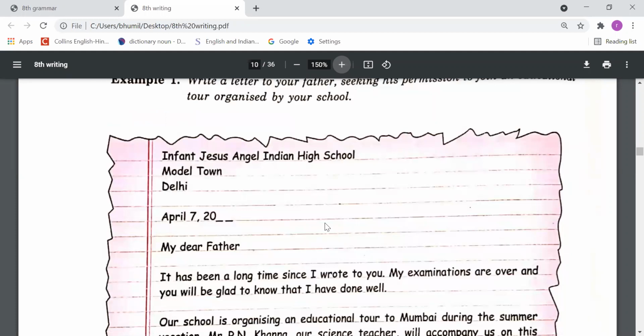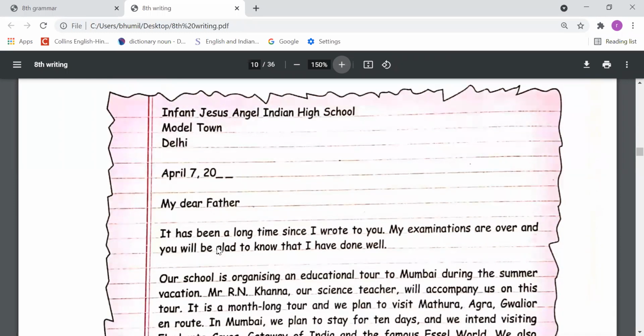First of all, we need to write the sender address. Sender address means your address you need to write. So you can write here, the Century School, Gharaunda. Then after that you need to leave one line. Then you need to write the date, April 30, 2021. Again you need to leave one line. Then you need to write here, my dear father. In this you need to remember this: M will be capital of my and F will be capital of father.